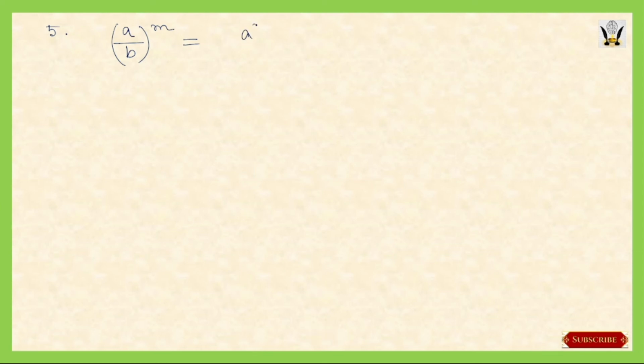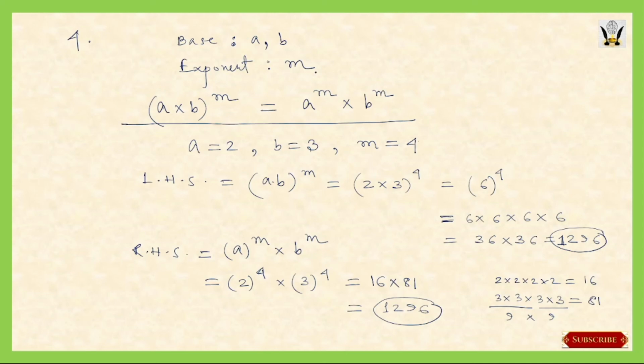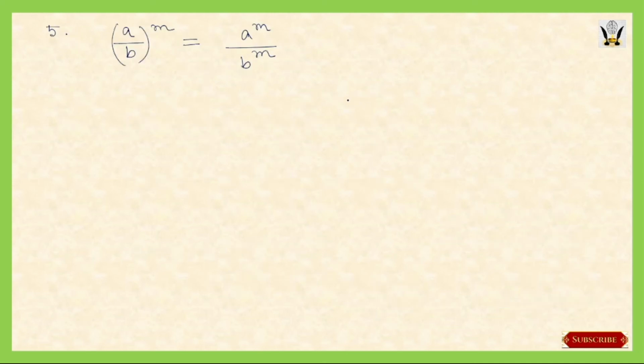It will be a to the power m divided by b to the power m, because in the previous law what we learned was multiplication of both the factors. This time it will be division of both the factors. Now let's again learn this with an example.